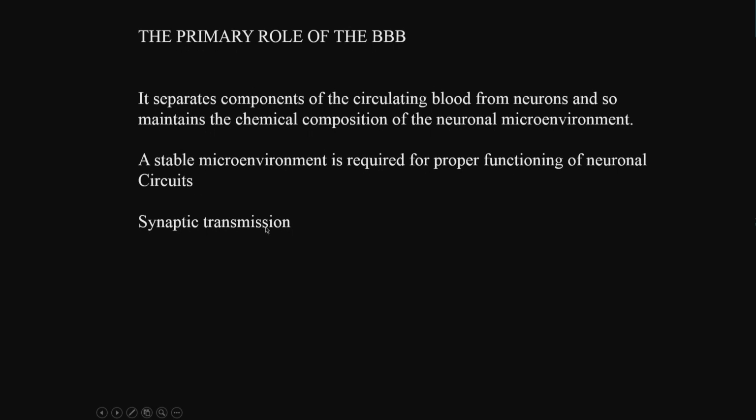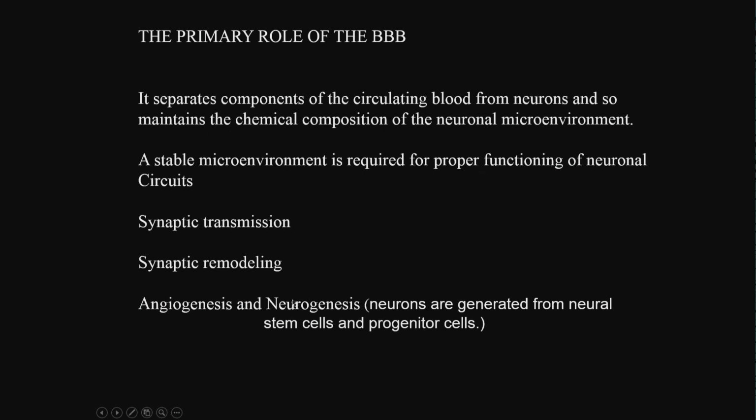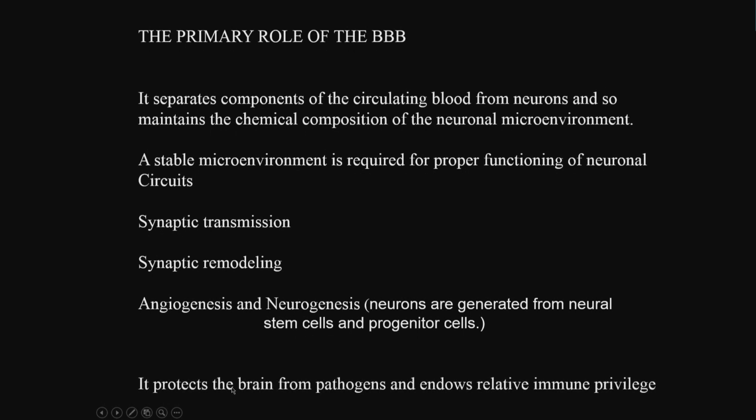There is synaptic transmission taking place, synaptic remodeling, it gets changed because of the environment and because of the exposure to the external environment. And then angiogenesis and neurogenesis. Neurogenesis means neurons are generated from neural stem cells and progenitor cells. So these things are happening inside the brain and so the BBB has to take care of this. It protects the brain from pathogens and endows relatively immune privilege.